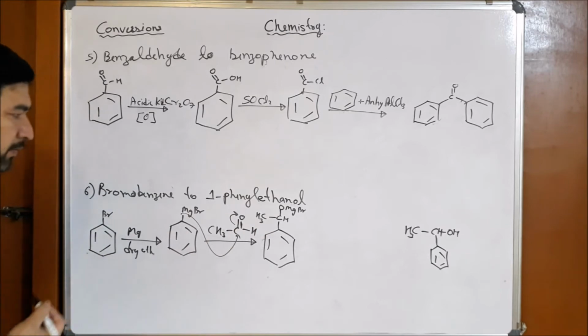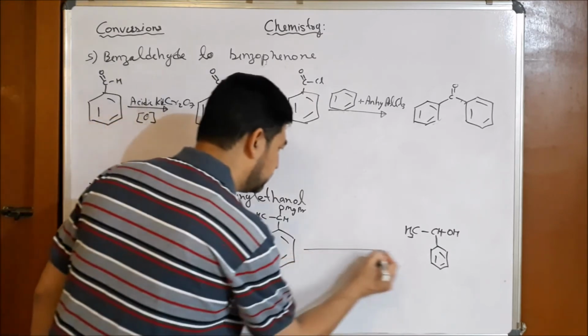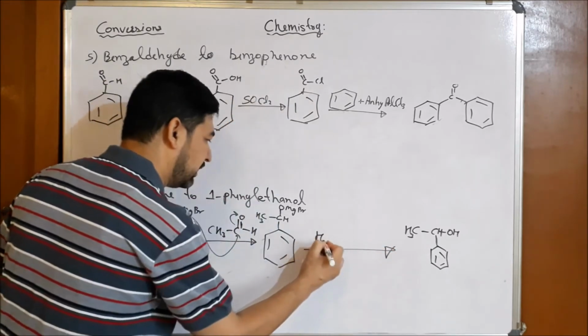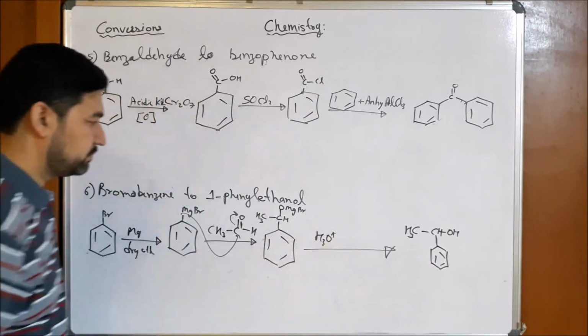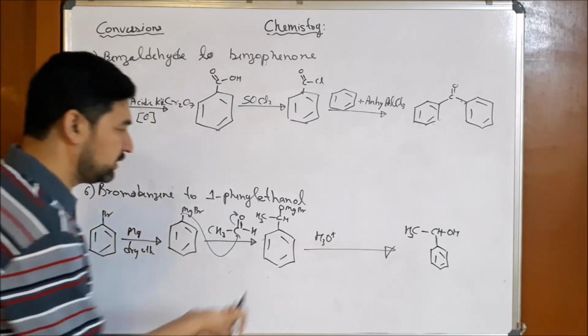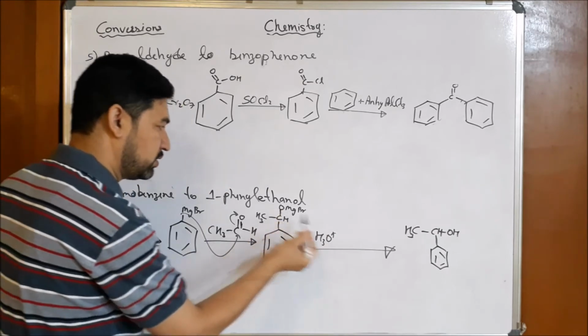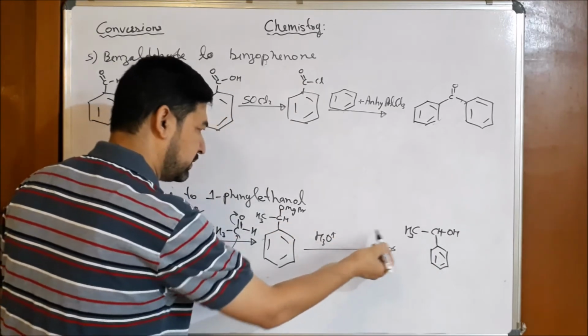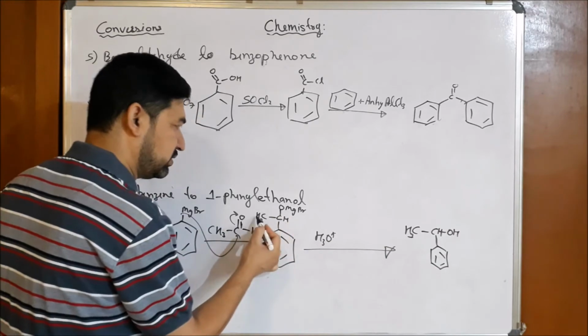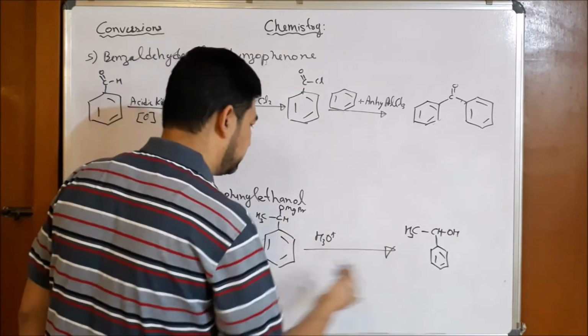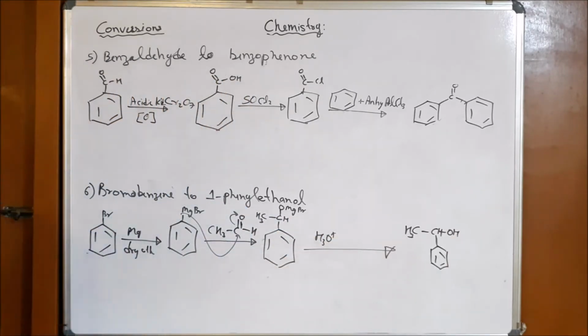O. Fine. Now if we do the acidic hydrolysis, it normally gives H plus and OH minus. H will attach here, so we are getting this one. So CH3COH plus Mg(OH)Br as a side product. From this way we can do the conversion.